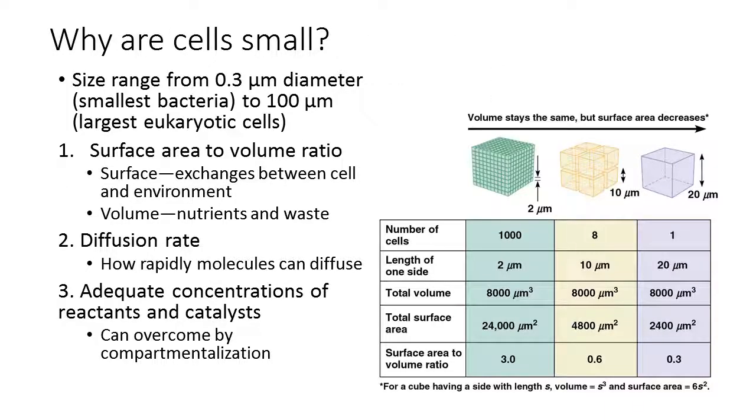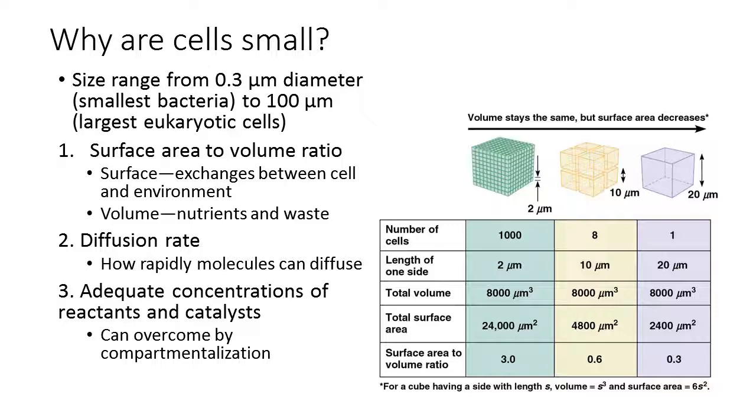Why are cells so small? We have a very defined range from 0.3 microns for the smallest bacteria to 100 microns for the largest eukaryotic cells. Those are diameters. But this is still a pretty tight range. Why don't we have cells that are as big as a human or as big as a small animal? There are three reasons for this.